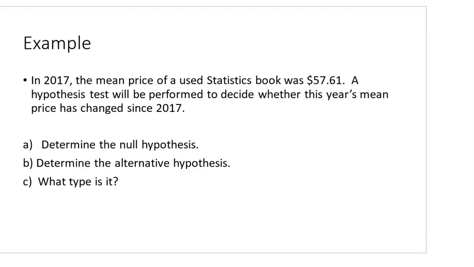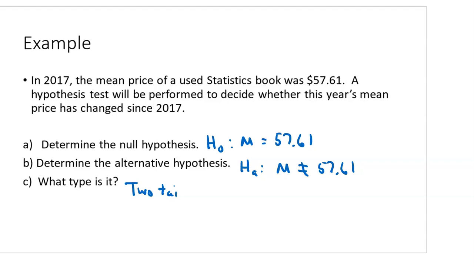So the null hypothesis is the one that's given to me. The null is that the mean is equal to $57.61. If I want to find out whether that has changed, then the alternative hypothesis would simply be that the mean is not equal to $57.61. So what type of test is this? This is a two-tailed test.